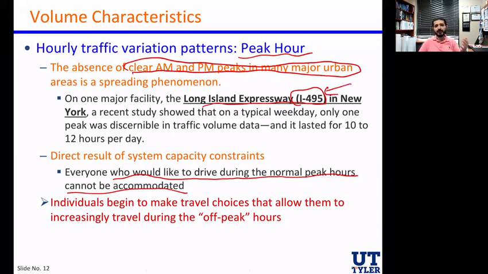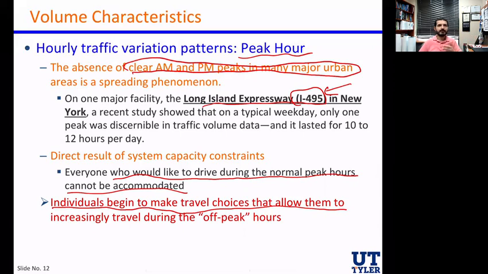Many people tend to use another alternative. The major alternative that we've seen is that individuals now begin to make travel choices that allow them to increasingly travel during the off-peak hour. Not every single job in big cities like this is an 8 to 5 job. Otherwise, it just takes too long. They would have to leave their houses at 6 a.m. to reach their workplace at 8 a.m.